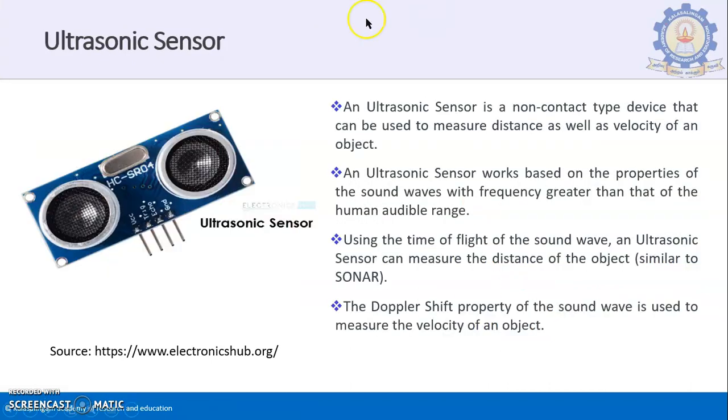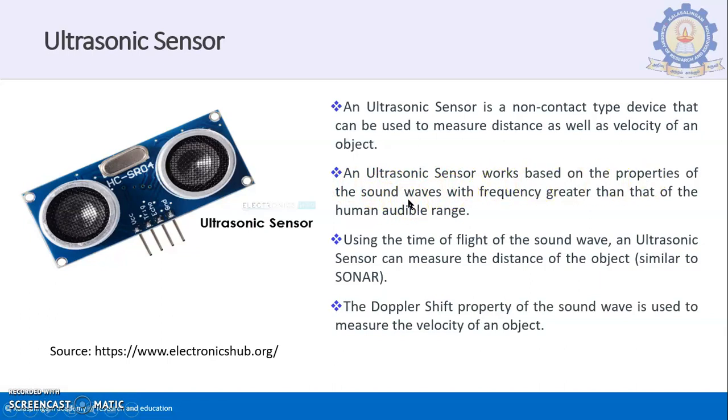So next, similar in principle to the IR sensor we saw earlier is the ultrasonic sensor. An ultrasonic sensor is a non-contact type, same as the IR sensor, that can be used to measure distance as well as velocity of a particular object. Its main applications are to find the distance and the velocity of an object. An ultrasonic sensor works based on the properties of sound waves.